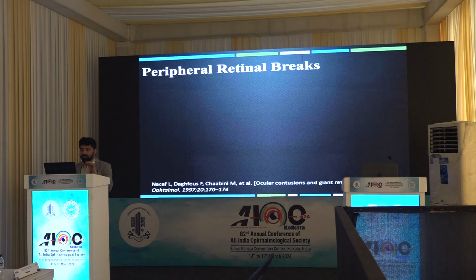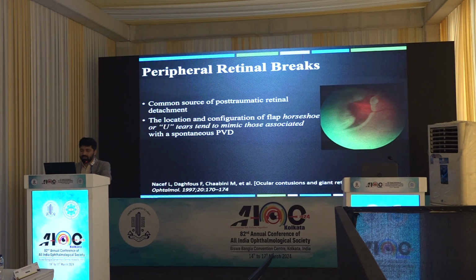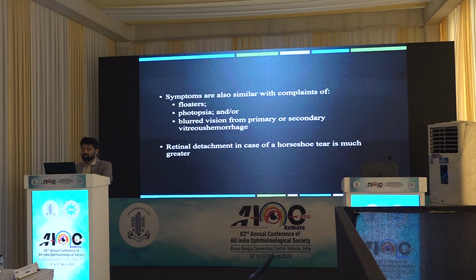So coming to the peripheral retinal breaks, the common source of post-traumatic detachment, the location and the configuration of the horseshoe tear tends to mimic those associated with spontaneous PVD, something like this. So the symptoms could be floaters, photopsia, blurred vision, primary or secondary vitreous hemorrhage. So depending on what is causing it, the symptom spectrum could be different. The risk of retinal detachment in case of horseshoe tear is much greater as compared to the dialysis which I just described.